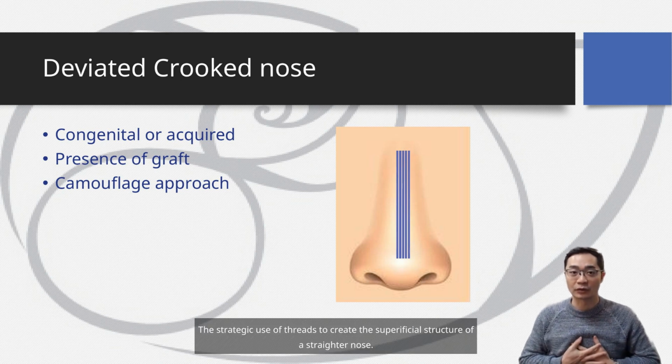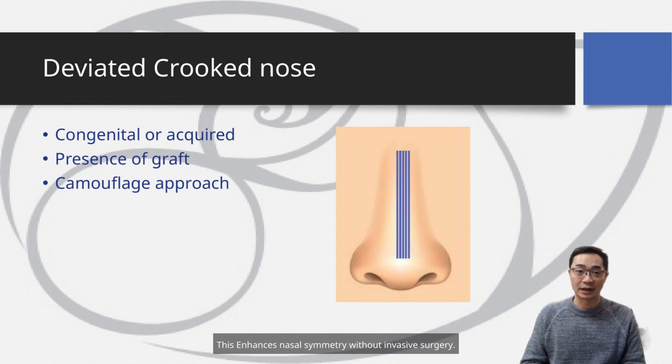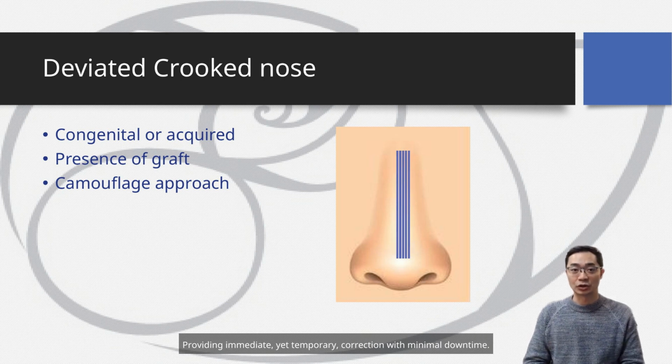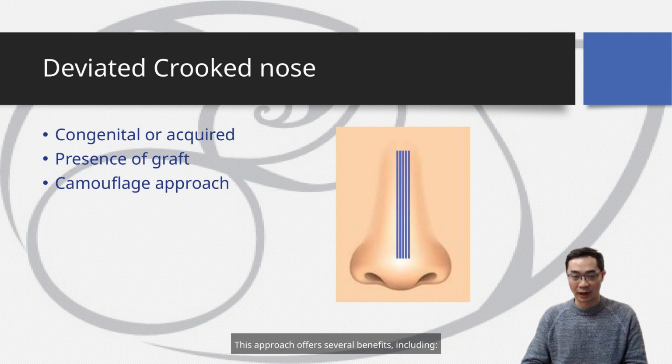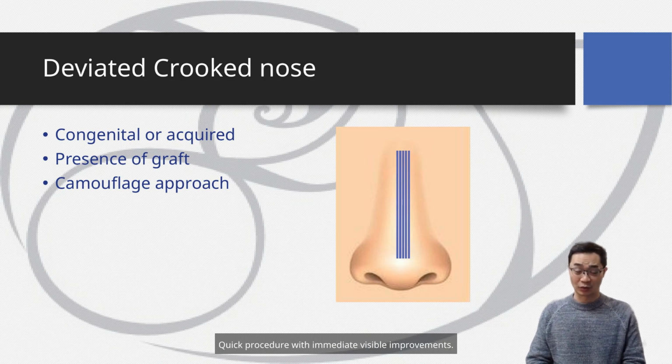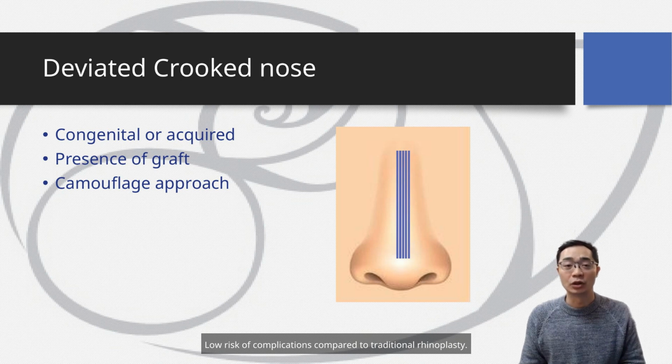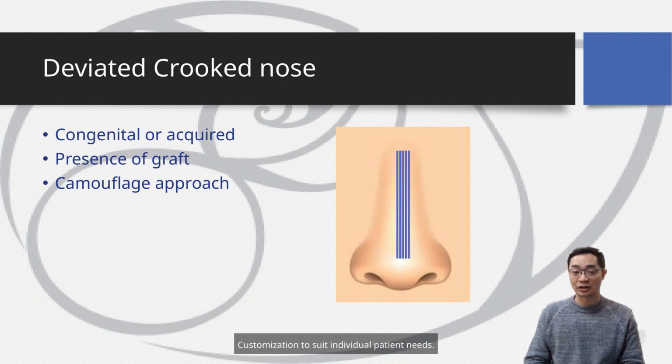This technique involves the strategic use of threads to create the superficial structure of a straighter nose. This enhances nasal symmetry without invasive surgery, providing immediate yet temporary correction with minimal downtime. This approach offers several benefits, including minimally invasive nature with no need for surgical intervention, quick procedure with immediate visible improvements, low risk of complications compared to traditional rhinoplasty, and customization to suit individual patient needs.